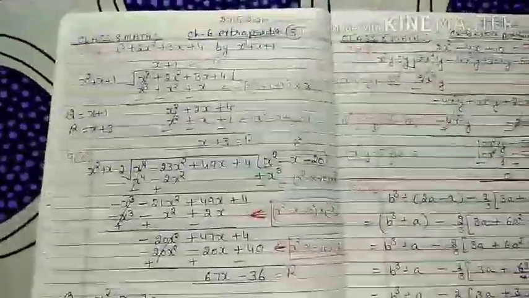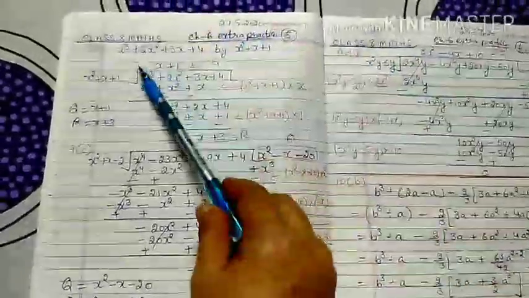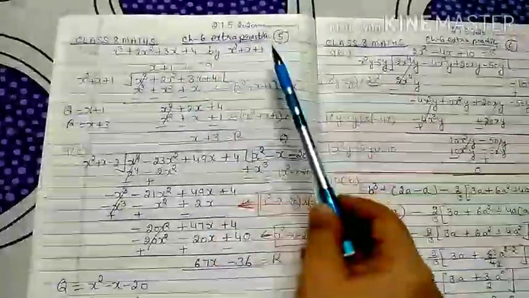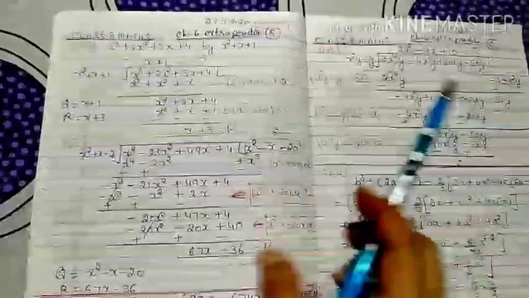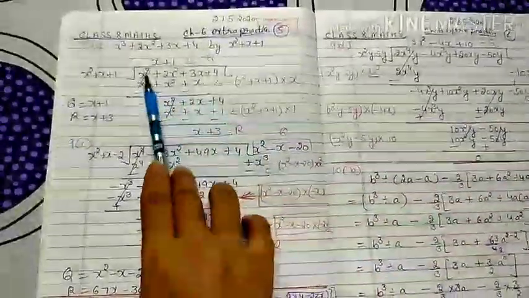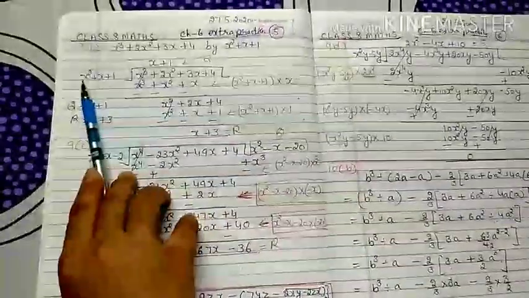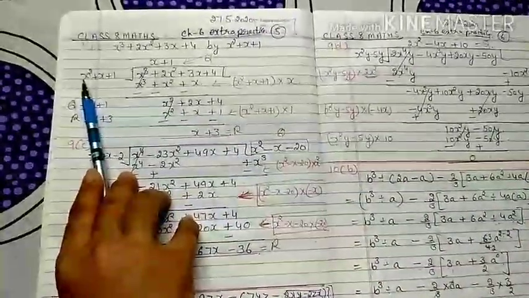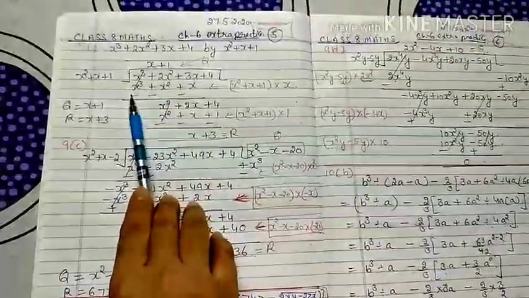Now my next question, ninth question B part: x cube plus 2x square plus 3x plus 4, divided by x square plus x plus 1. Here the procedure is the same. When you go with the division, the divisor is also a polynomial and the dividend is also a polynomial. So the first target is to remove the higher power of x, that is x cube. Which term do I have to multiply to get x cube? That is x.